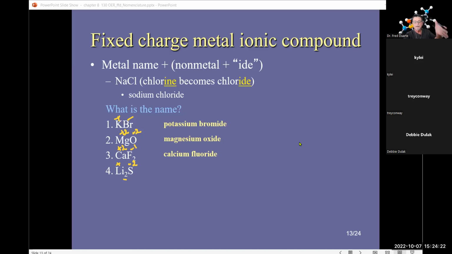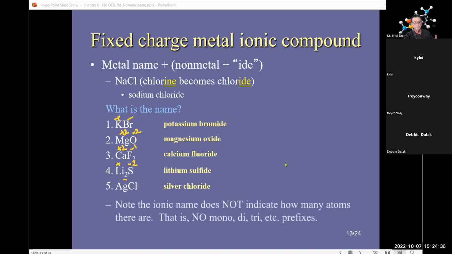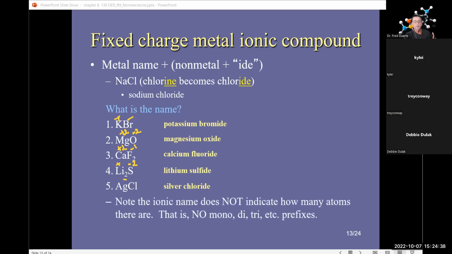Okay, so this one's called lithium sulfide. And then we've got silver, which is a +1, and the chloride, which is a -1. So that ratio is correct. The name: silver chloride. Remember that there are no prefixes for ionic compounds.